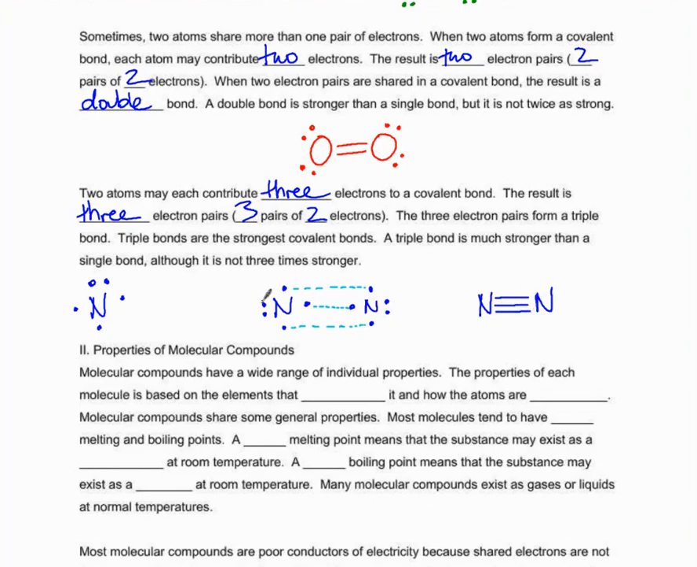And then each atom has 1 pair of electrons that it is not going to share. And when you count this up, you'll see that this nitrogen on the left has 1, 2, 3, 4, 5, 6, 7, 8. There's a complete octet. And the one on the right has 1, 2, 3, 4, 5, 6, 7, 8. It thinks it has a complete octet as well.